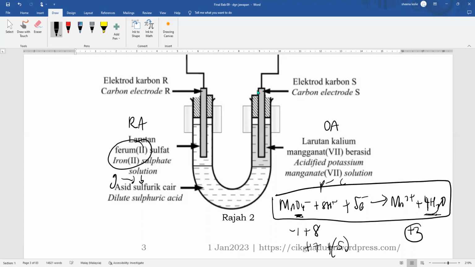Okay, now what are the color changes here? Purple to colorless. Okay, purple going to colorless.